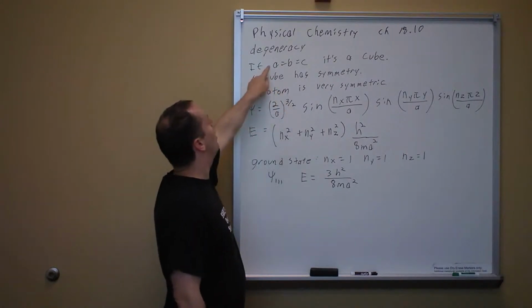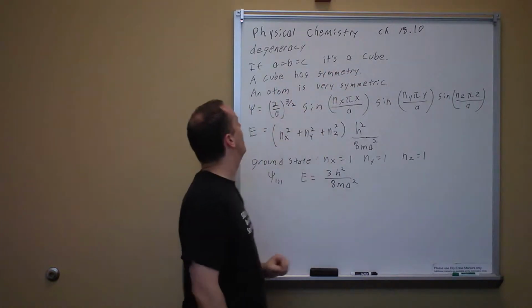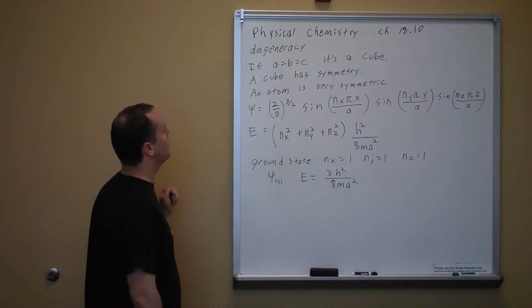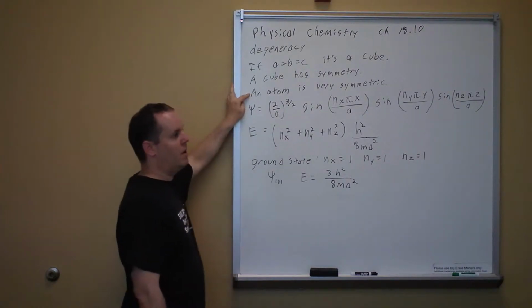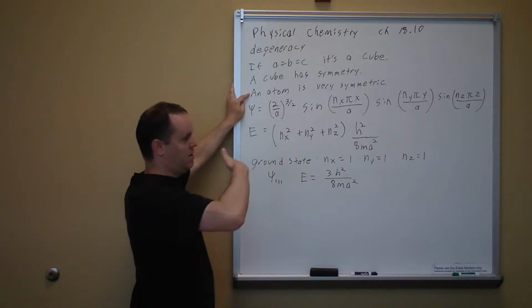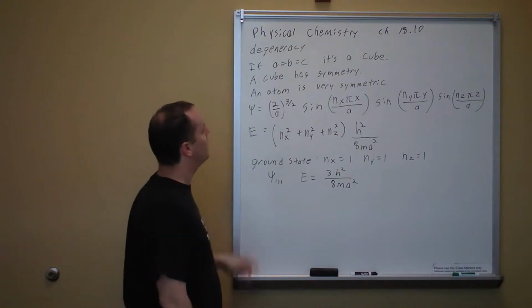Now we're going to say, okay, what if a equals b equals c? Well, that would make it a cube. Now remember, a cube has symmetry, and you'll understand in a bit why that's important. And also remember, an atom is very symmetric. You think about a helium atom, basically a perfect sphere, you can cut it in half any which way. So it's very symmetric.